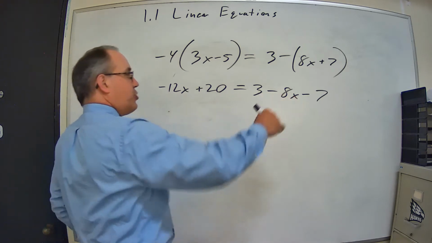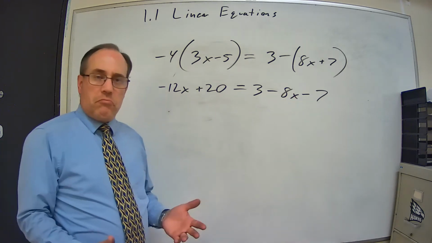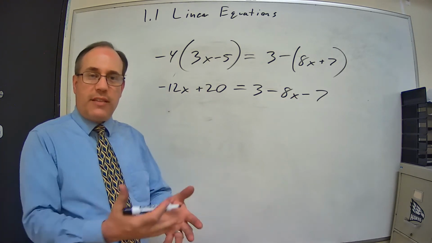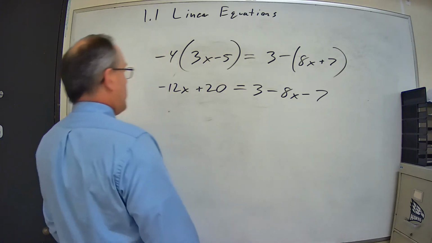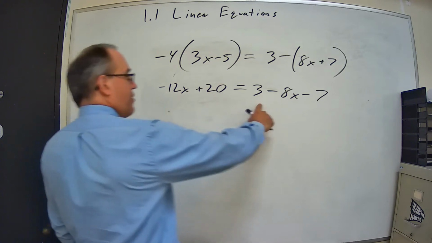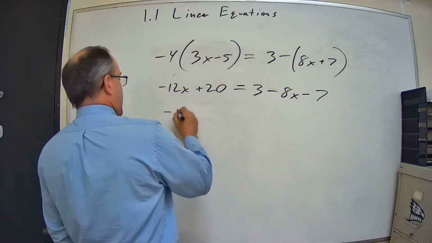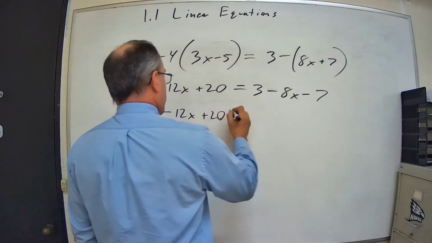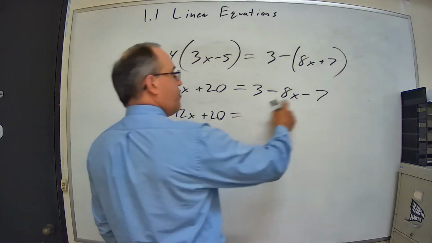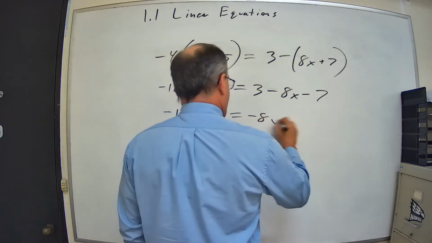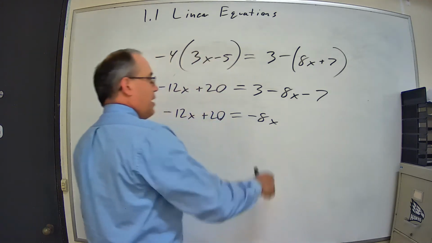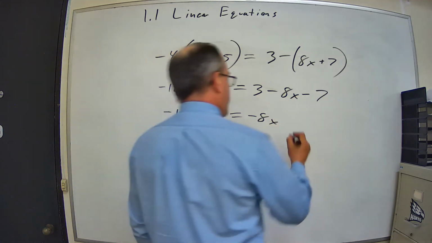Now that we have this, we can combine like terms, get the variable over to the same side and get it by itself. So here I've got something to combine over here, so I'm going to make this negative 12x plus 20. I'll leave it as it is. But I've got 3 minus 7, so let's make this negative 8x. And 3 minus 7 gives me minus 4.